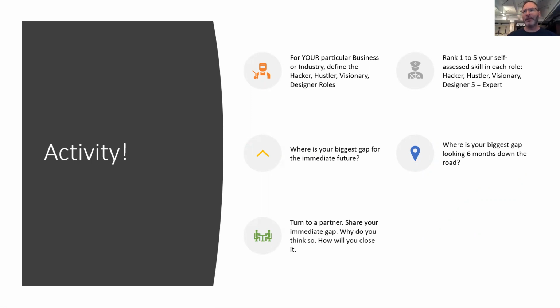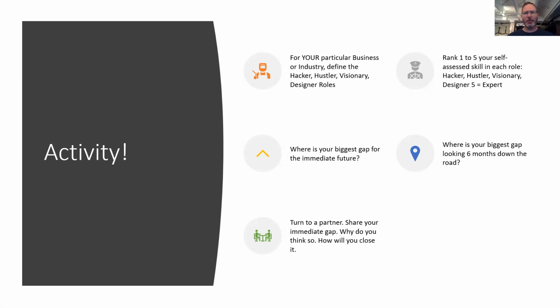So there's a little activity you can do to understand where you are. Write down for your business, what industry are you in, and what do you think a hacker looks like in your business? What does a hustler look like? What does a visionary, what does a designer look like? Not every business is the same. So some of these might apply. Some of them are a little bit more of a stretch. And think about, where's your biggest gap? Where do you need the most help? And that might be where you go for your first partner or your first hire.